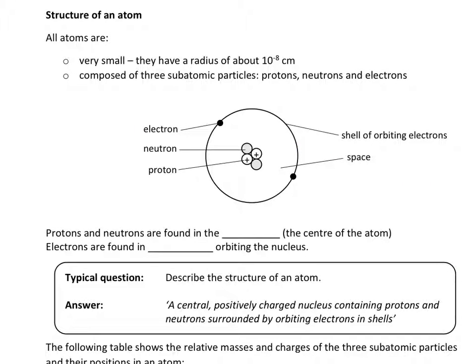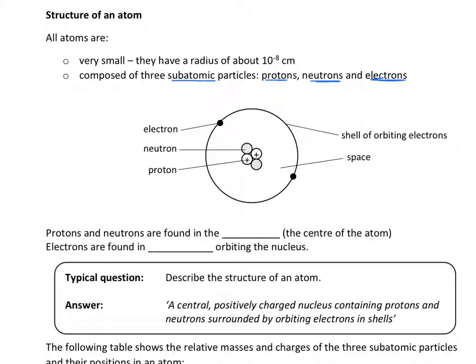So let's have a closer look at an atom and its structure. Scientists have done a lot of study of the structure of an atom. And we know that atoms are made up of 3 subatomic particles. So for every atom, there are 3 different particles within that atom. And they are called protons, neutrons, and electrons.